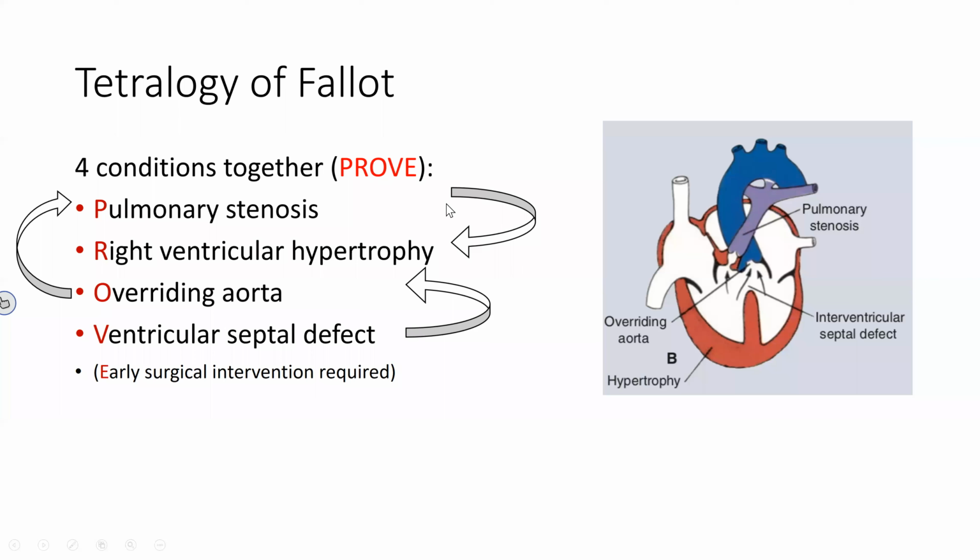So you can sort of imagine that when you have pulmonary stenosis, it's harder for the blood to get out of the right ventricle, so then that leads to ventricular hypertrophy. And having ventricular septal defect means that there's an overriding aorta because the septum isn't reaching where the aorta starts.